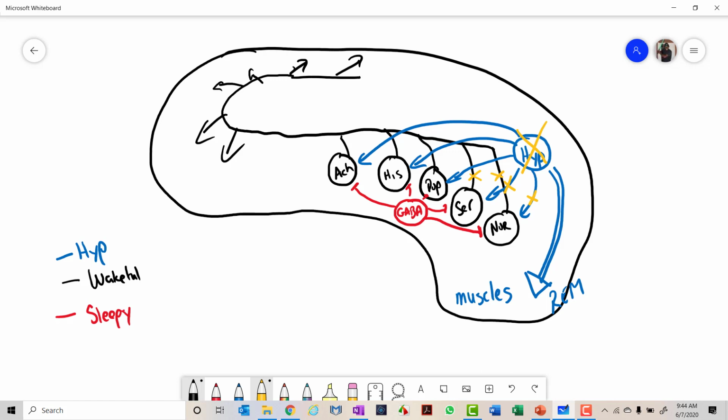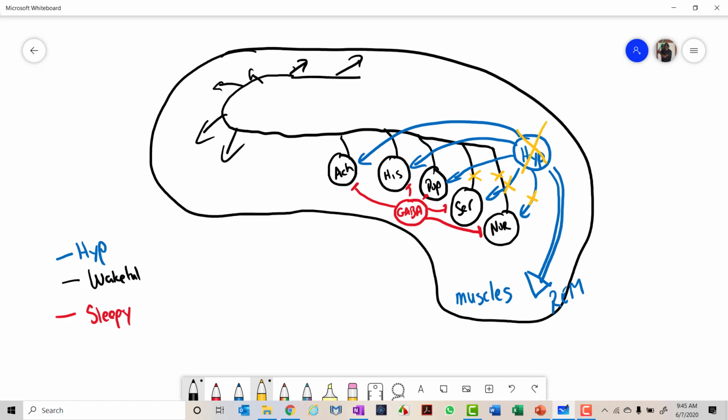The serotonin and norepinephrine can inhibit REM areas of the brain. So as long as serotonin and norepinephrine are active, your REM is inhibited. But once the serotonin and norepinephrine are inhibited themselves, then there's no longer inhibition of those REM areas, and then you go into REM.